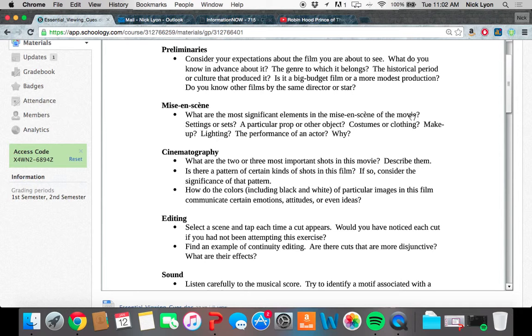So this one is essential viewing cues. These are the questions that you can try to answer as you are writing your essay. What do you look for within it? These are questions to think of before you watch your movie, after you watch your movie, whatever. But these will also help as you're writing your essay.